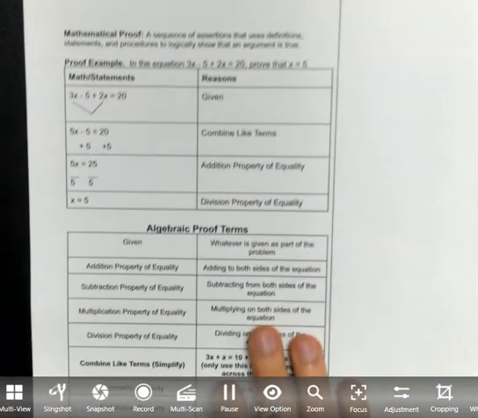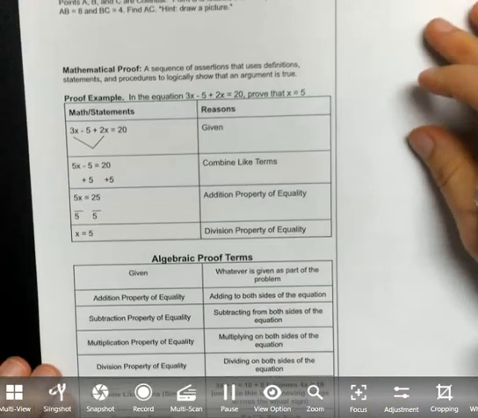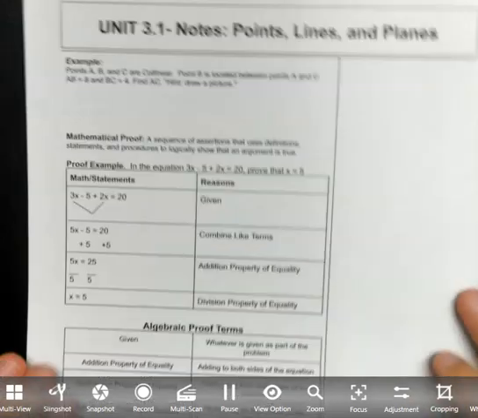All right, next. Mathematical proof. A proof is kind of something that you, oops, never mind, we have another example.